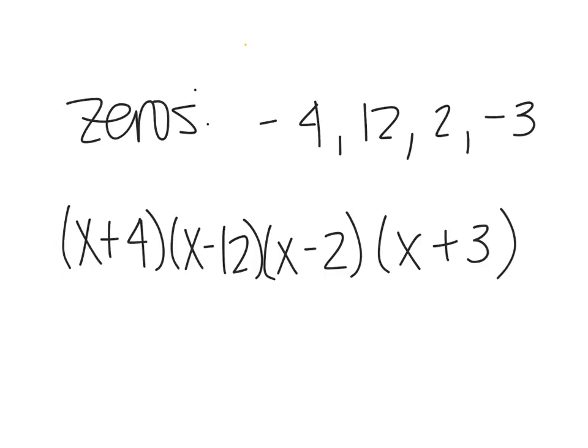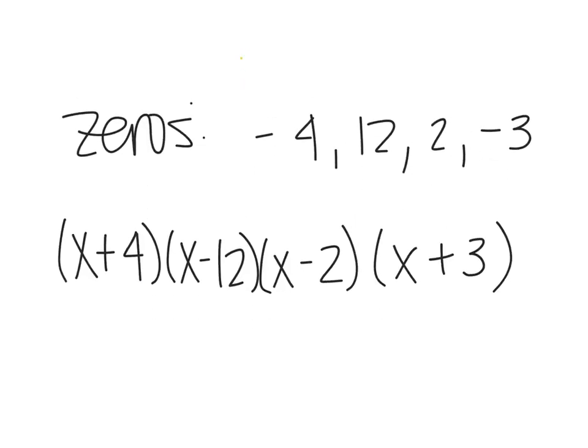And what would happen if I were to plug in, let's say I plugged in 12 for x? What would I get out as my answer? 0. I would get 0 because we know that 12 is an x-intercept. We know that x minus 12 is a factor, so therefore plugging in 12 should give me 0.